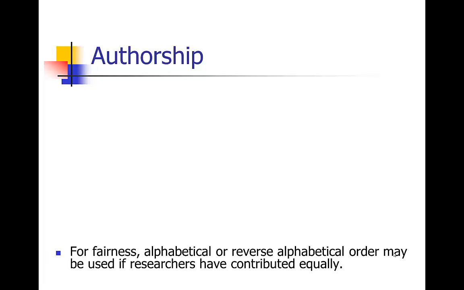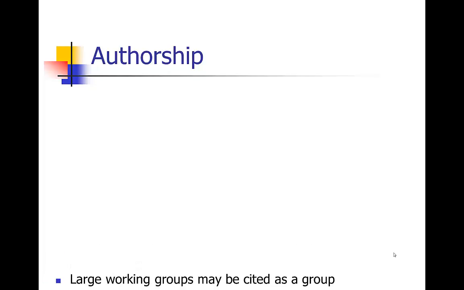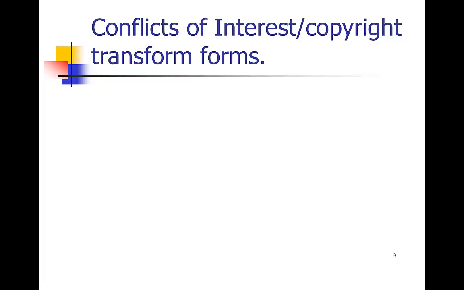I was involved in a series of studies in which we had a number of people who were very central to running the study, a number of principal investigators at different sites. So they were on a series of papers that came out of those studies. On the first paper, we put them in alphabetical order. On the second paper, we put them in reverse alphabetical order for fairness. And sometimes you get these large working groups now with lots and lots of people, international collaboration. Those large working groups can be cited as a group because they may have hundreds of authors.